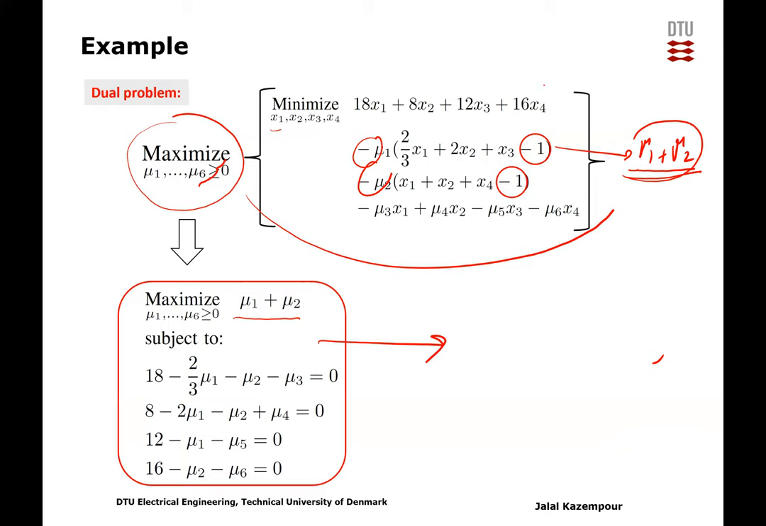when we take the KKT of the inner problem, they transfer to the constraints. So they will not remain in the objective function. The rest, we transfer them to the constraints. But mu one plus mu two, they are still in the objective function.